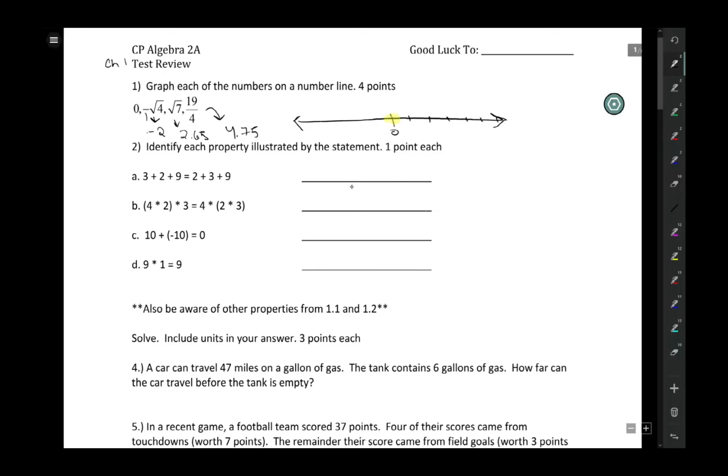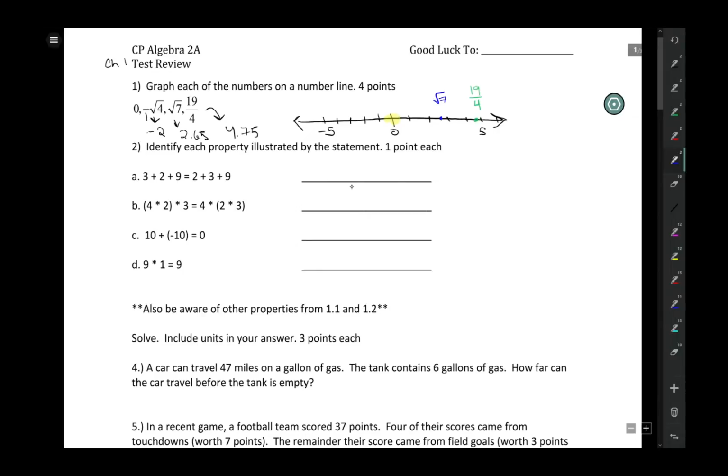Now, when you graph these, I'd like you to be a little more accurate. So we know we're going to need to go up to 5, 1, 2, 3, 4, 5. And we know we need to go down at least negative 2, 1, 2, 3, 4, 5. 4.75 about here, 1, 2, 3, 4. So that's our 19 fourths. 2.65 is about 1, 2, a little more there.